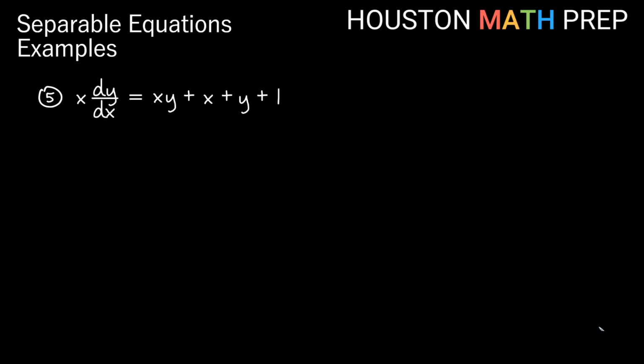For our last example here, we have x times dy/dx, so we already have the differential notation here, equals xy plus x plus y plus 1. Lots of terms on the right-hand side. Okay, so we have to figure out how we're going to separate the variables for this one. Well, if you look at these over here, you might look at it for a second and then see maybe we could do some factoring of some specific terms and see if we can get some things together.